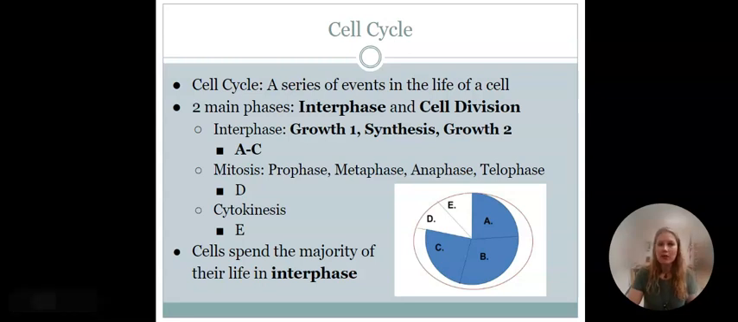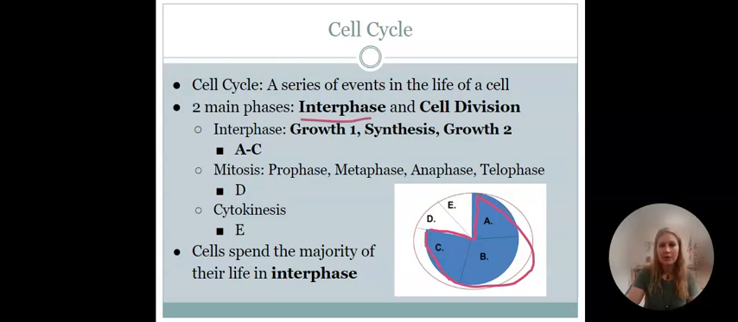So our cell cycle, which remember is responsible for growth and repair of somatic or body cells. So like you damage your skin, it'll go through the cell cycle to repair itself. So the cell cycle is a series of events in the life of a cell. There are two main phases of the cell cycle. The first one is interphase, which is all of the blue right here.